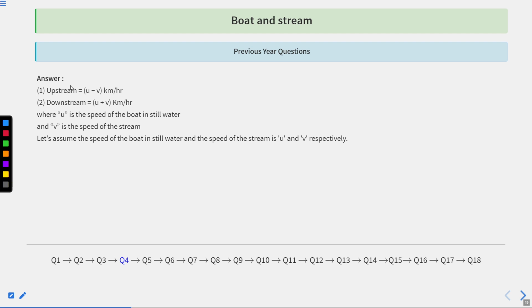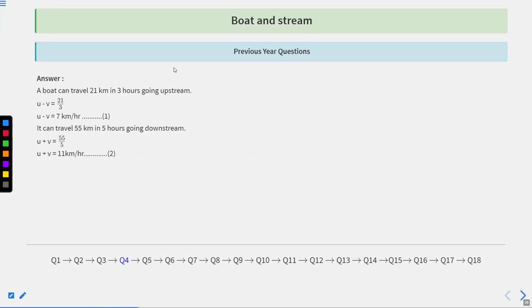So let me first quickly recall the formulas that will be useful in this question. So first of all, upstream is equal to u minus v kilometer per hour. Downstream will be u plus v kilometer per hour. And here u is speed of the boat in still water and v is the speed of the stream. So let's assume the speed of the boat in still water and the speed of the stream is u and v respectively.